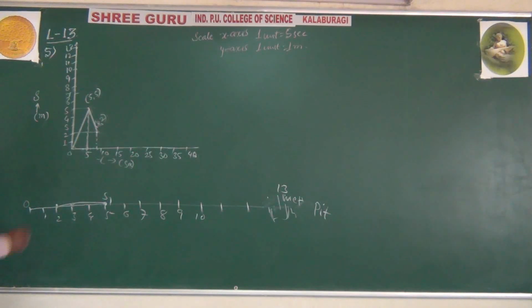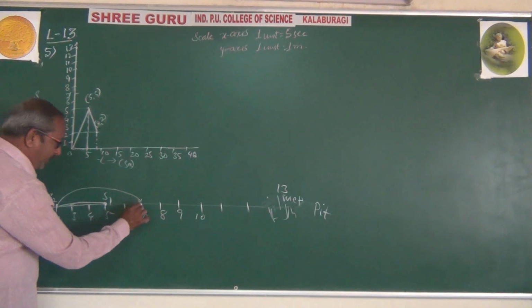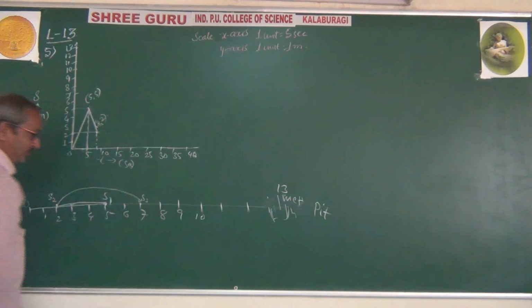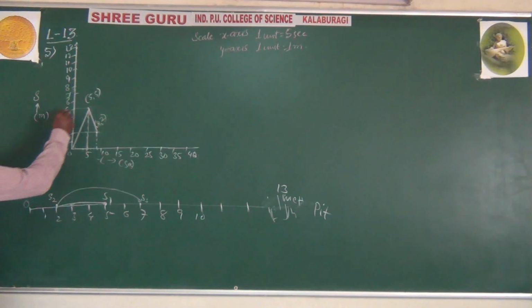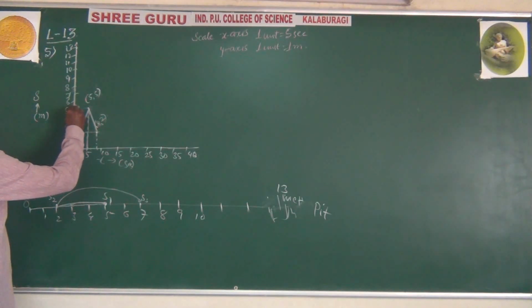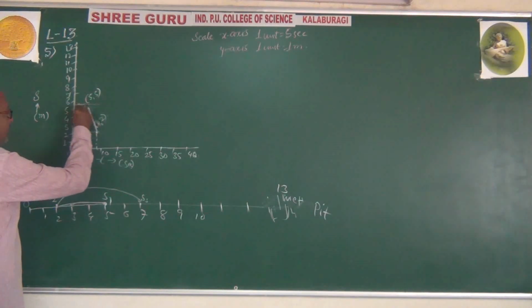Then again, after this, he will go forward 5 steps. This is S2. Then again he will go to the S3 position, 5 steps: 1, 2, 3, 4, 5. 5 steps means his position is now 7 meters. This is 5, and approximately here is the 7.